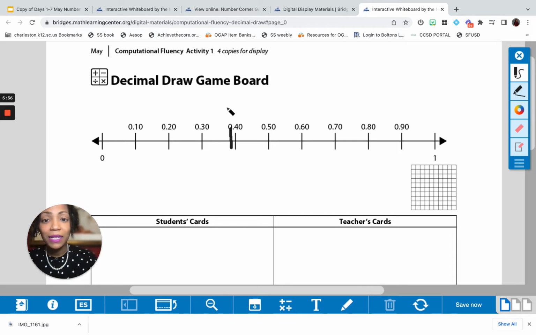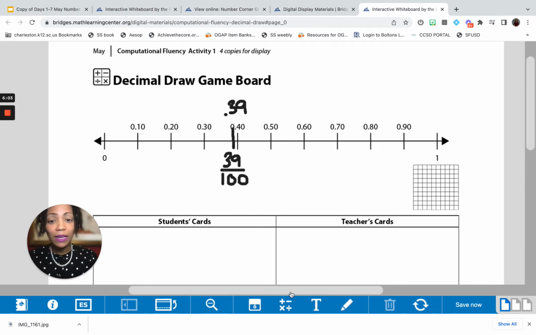And I'm going to write my decimal here, which is 0.39, 39 hundredths. And I'm also going to write it as a fraction. 39 over 100. Do you get it? Awesome. So now I'm going to pick for you guys.